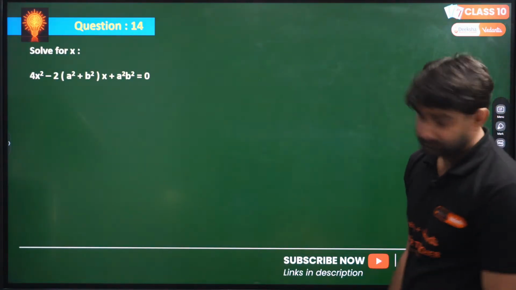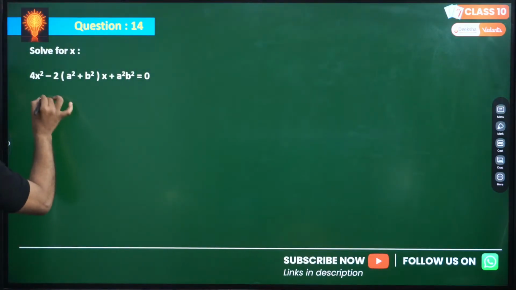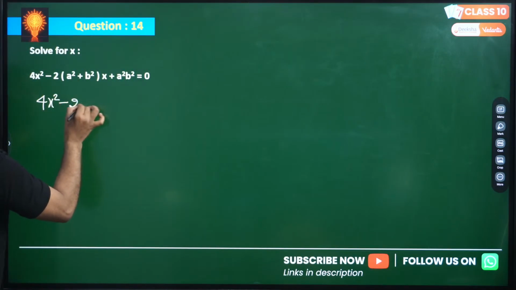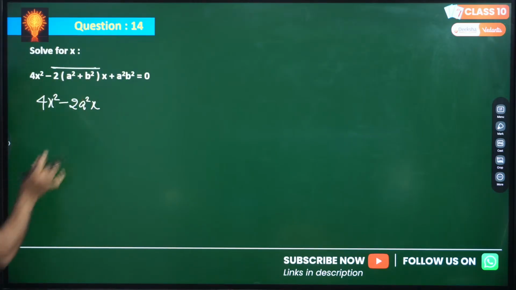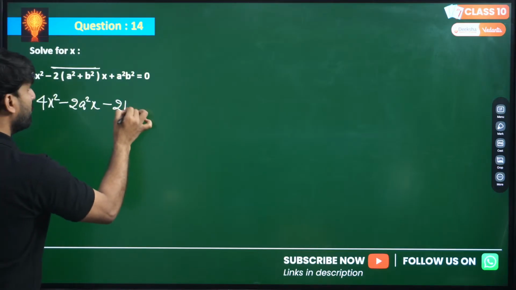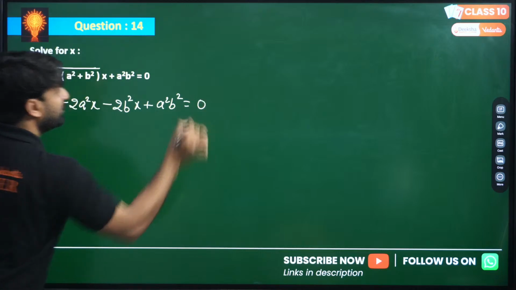Solve for x. 4x² minus 2a²x. I'm opening the bracket here: minus 2x minus 2b²x plus a²b² equals 0.